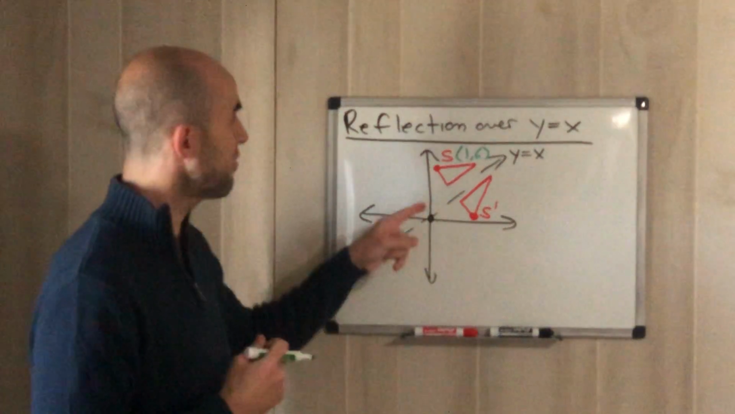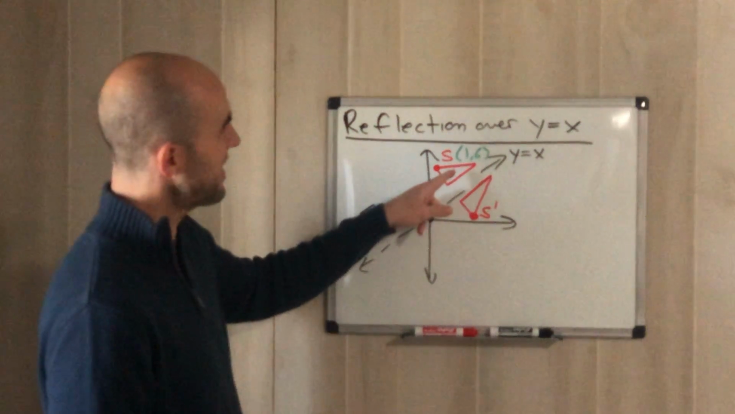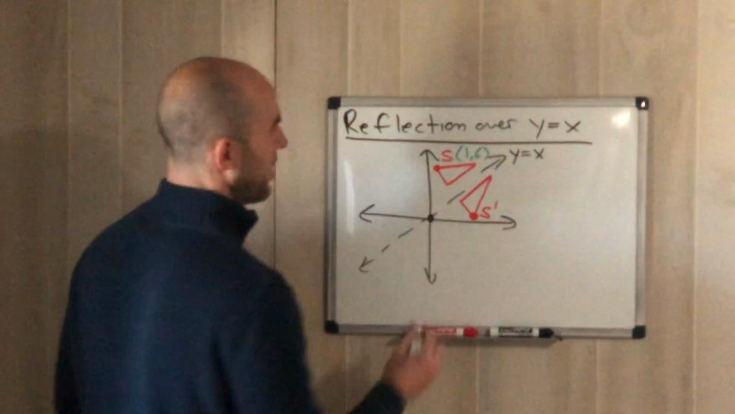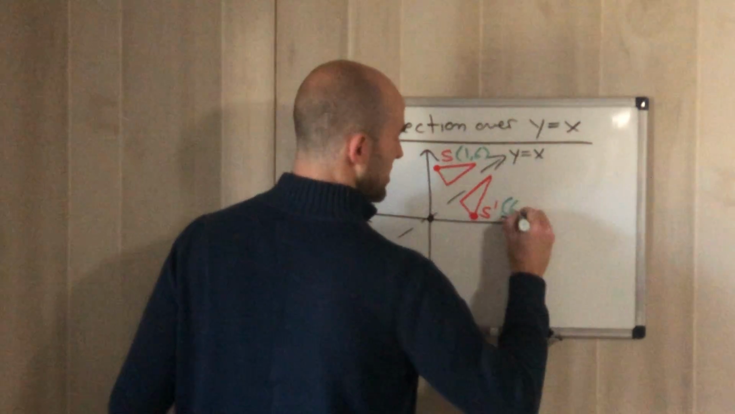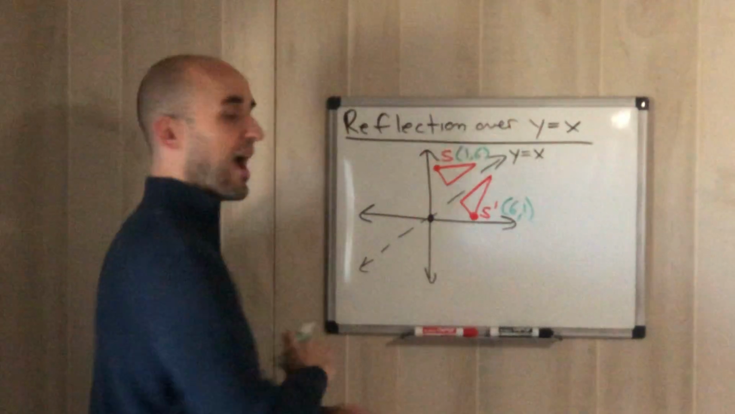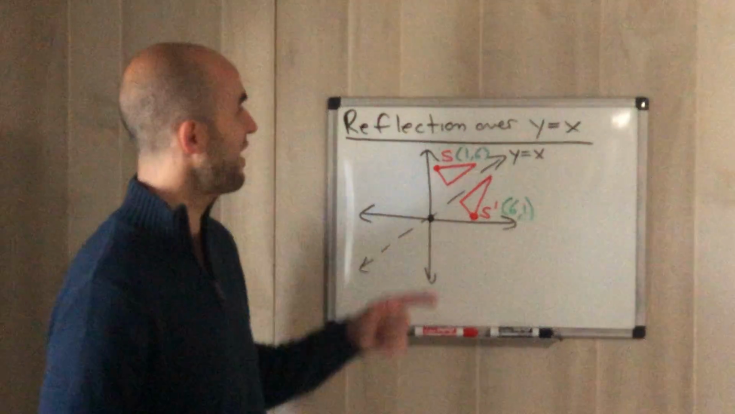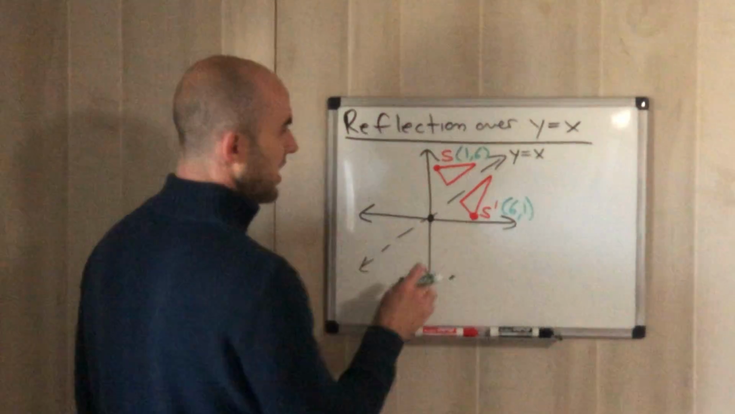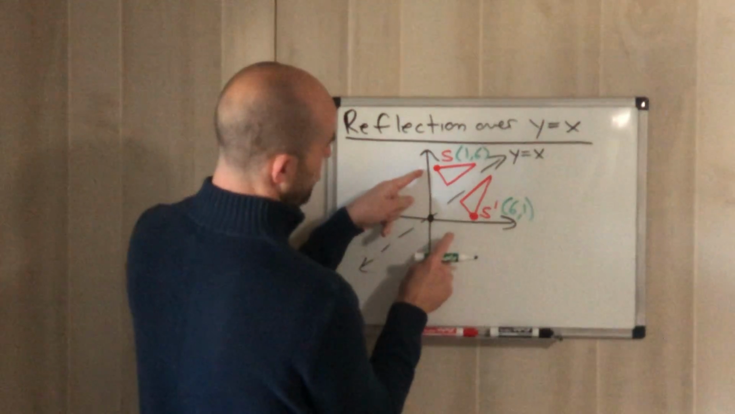So what happens when you reflect over the y equals x line? They actually switch, they invert. So instead of being 1, 6, it now becomes 6, 1. No signs change, nothing like that. When you reflect over the line y equals x, the only thing you do is switch the order, because it switches the closeness of it.